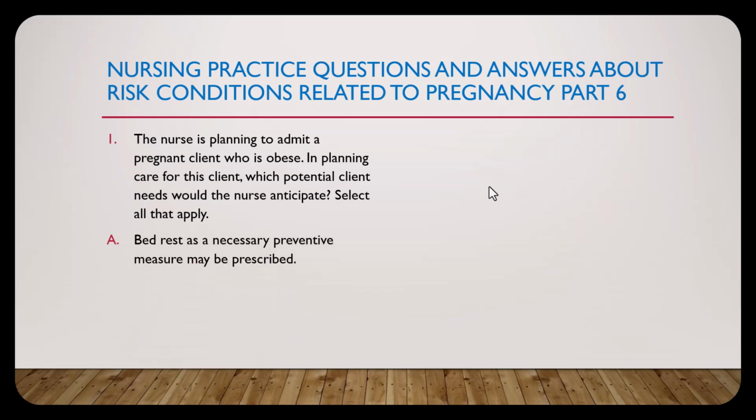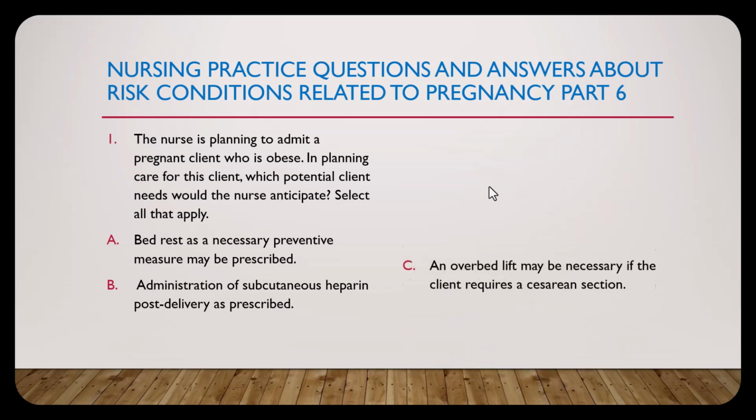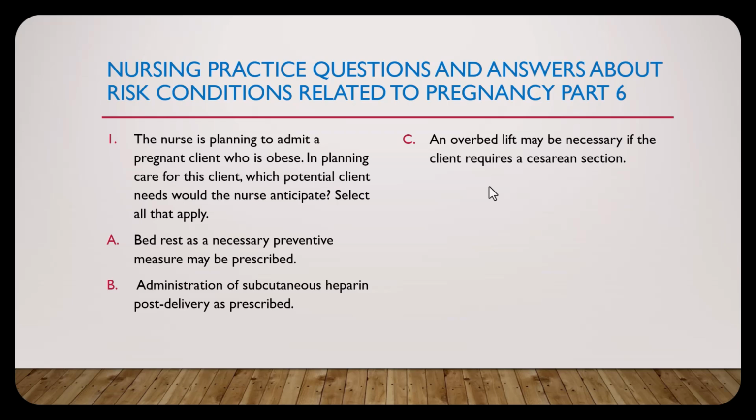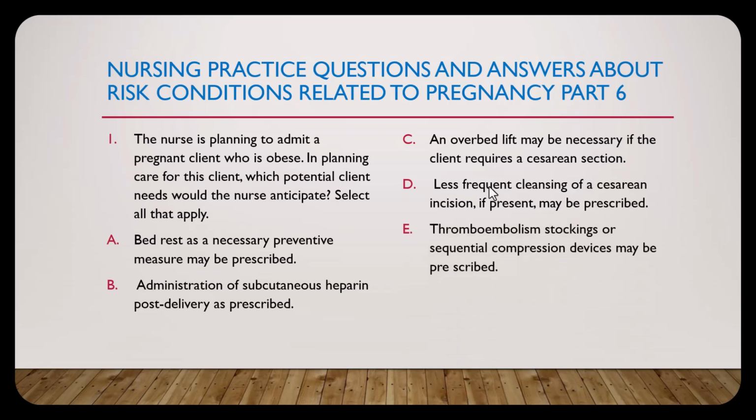Option A, bed rest as a necessary preventive measure may be prescribed. Option B, administration of subcutaneous heparin post-delivery as prescribed. Option C, an overbed lift may be necessary if the client requires a cesarean section. Option D, less frequent cleansing of a cesarean incision, if present, may be prescribed. Option E, thromboembolism stockings or sequential compression device may be prescribed.